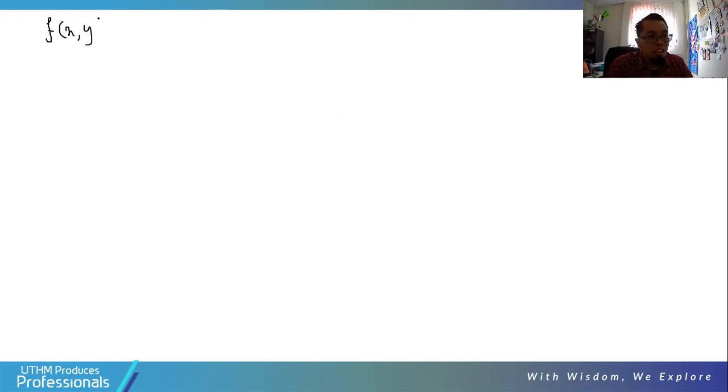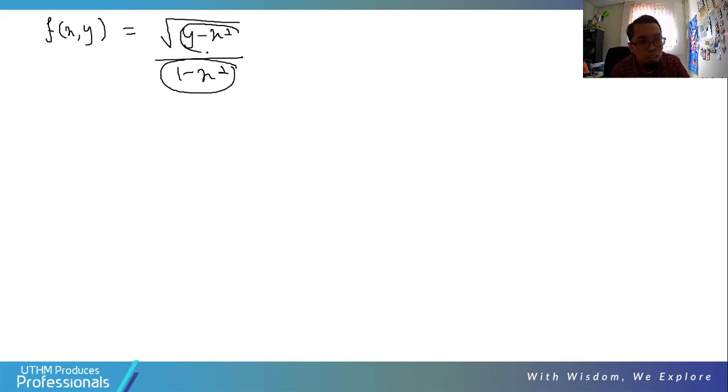Okay, the next example yang saya bagi hari itu adalah f(x, y) equal square root of y minus x kuasa 2 over 1 minus x square. So the restriction, satu restriction, dua restriction. So yang the denominator, that means 1 minus x square tidak boleh bersamaan dengan kosong. So x kuasa 2 tak sama dengan 1. So yang bahagian sini dia mesti equal and larger than 0. Betul tak?